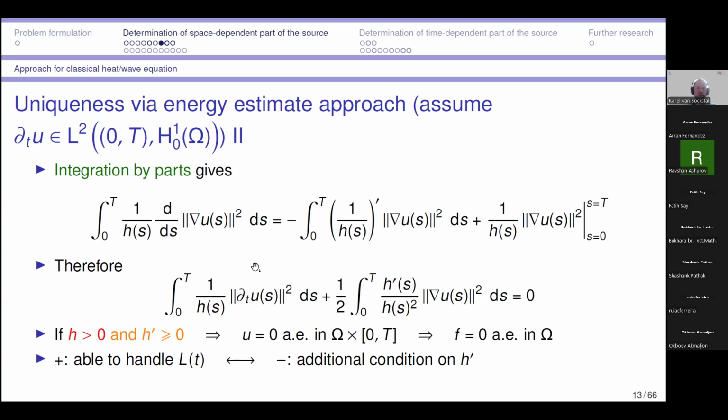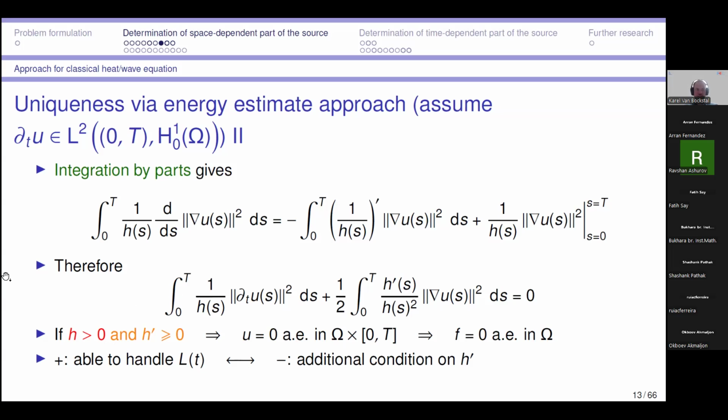Because I showed you with the semigroup theory, with the closed formula for the solution, that we have in fact uniqueness of a solution to the inverse problem only under the condition that h is strictly positive. The advantage of this approach is that we are also able to study the inverse source problem with a time-dependent elliptic operator. Somehow the disadvantage is the additional condition on the derivative of h.